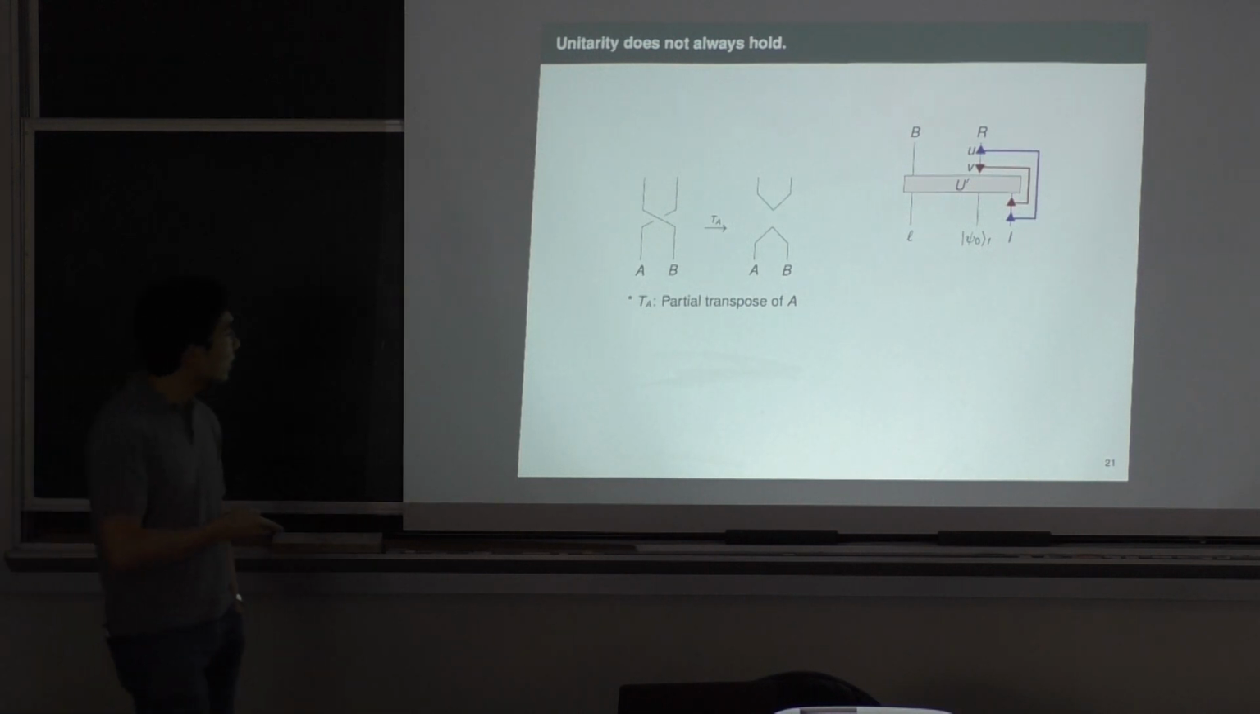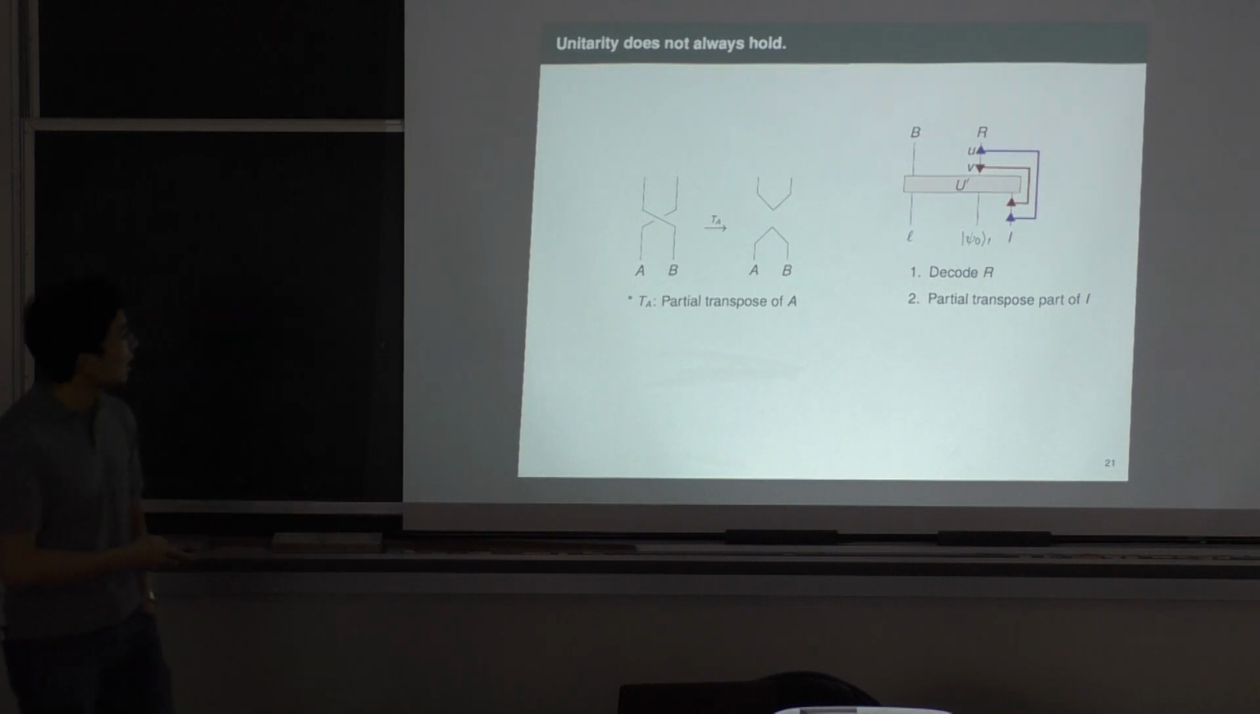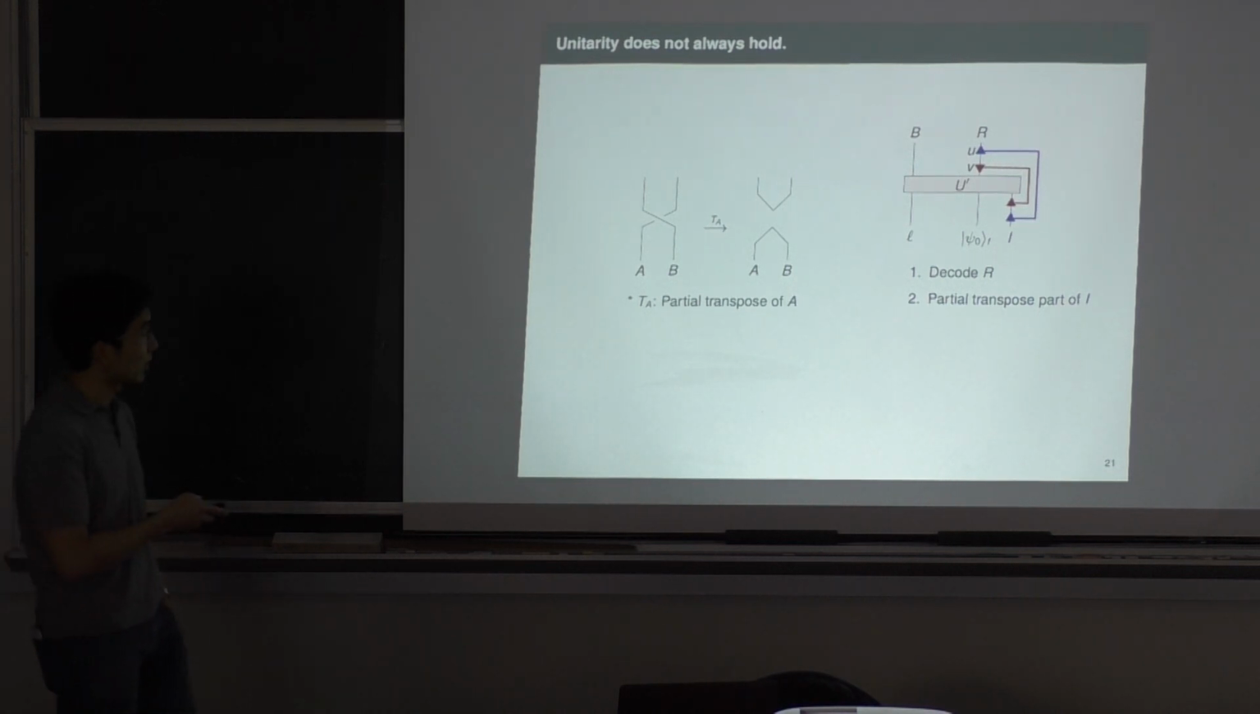And the idea is that one thing that you could do, for example, is decode the radiation to see what's inside a black hole and apply a partial transpose on part of it, effectively reproducing this. Obviously, we don't really expect to be able to do this, but the point is that there needs to be some condition in order to ensure that you have unitarity. Otherwise, you can run into these weird counterexamples.